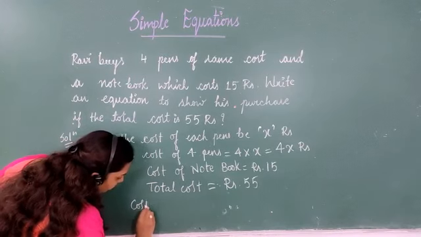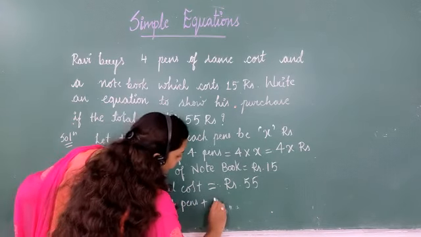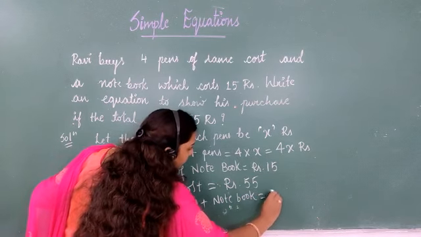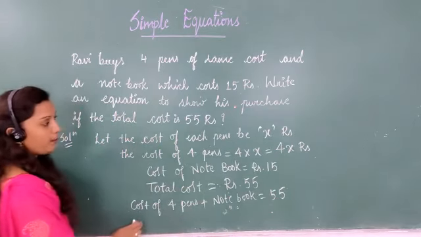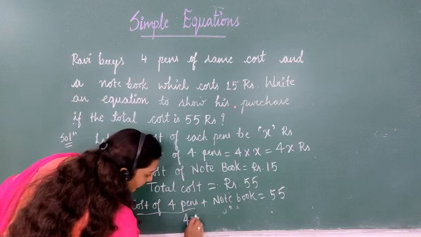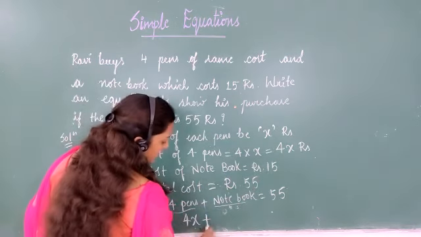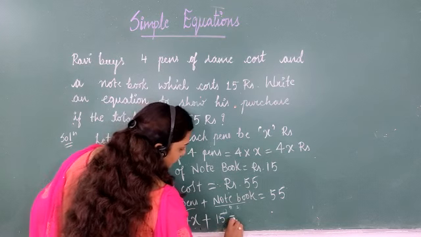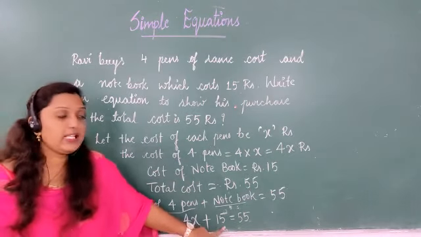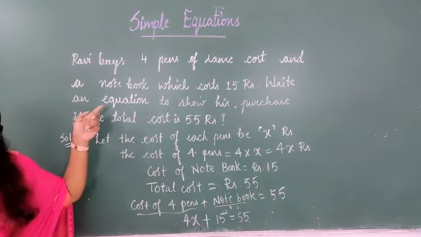So cost of 4 pens plus notebook is equals to how much? 55. So what was the cost of this 4 pens? 4x rupees. So in place of this I will write 4x plus, and what was the cost of notebook? It was 15 rupees. So here I will write 15 is equals to 55. So what is the equation here? 4x plus 15 is equals to 55 is the equation for the purchase of Ravi.